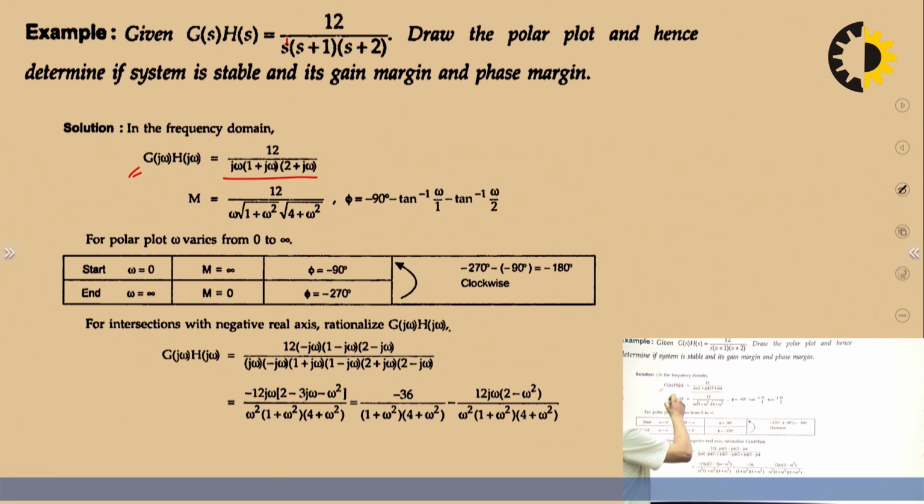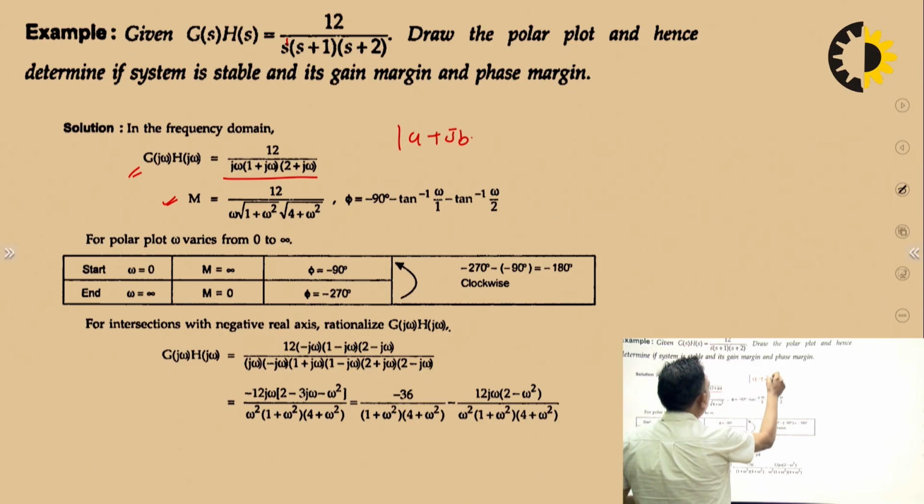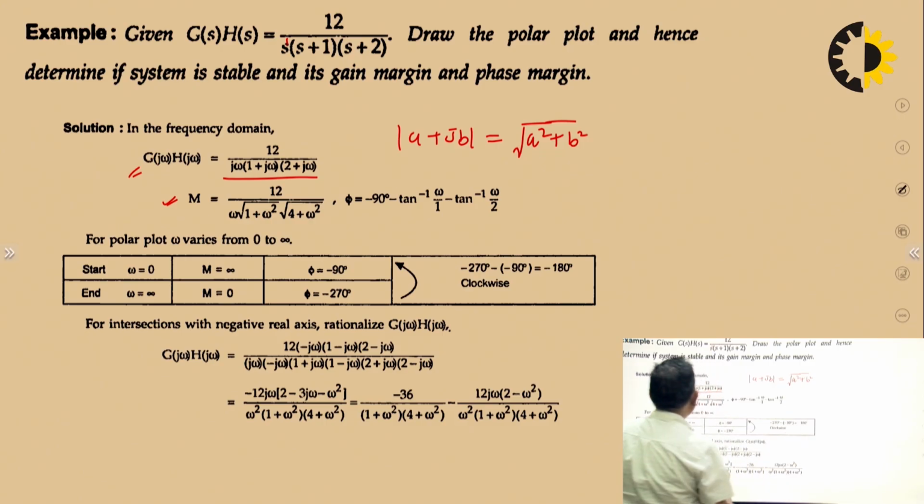Again, we will calculate the magnitude. We will take the mod of a plus jb. That will become under root a square plus b square. Accordingly, we will write this equation: 12 upon omega, under root 1 plus omega square, under root 4 plus omega square. And angle, here again the angle is 0 degrees.